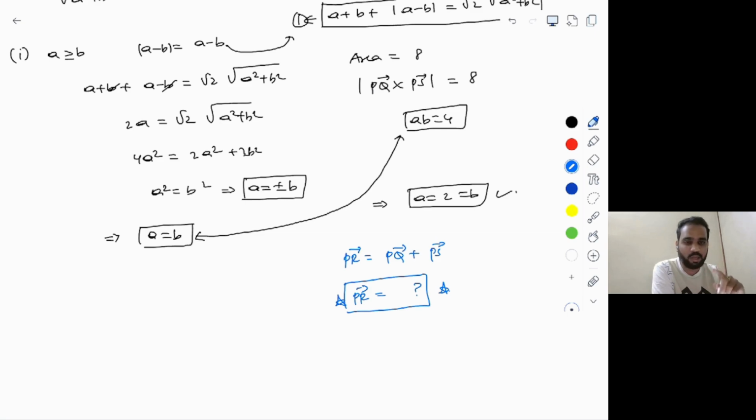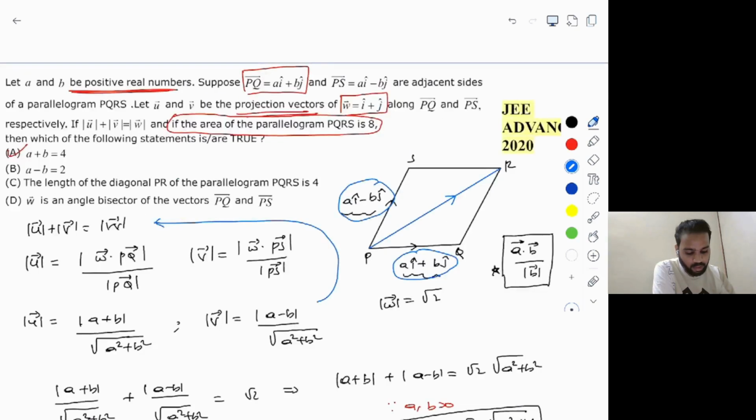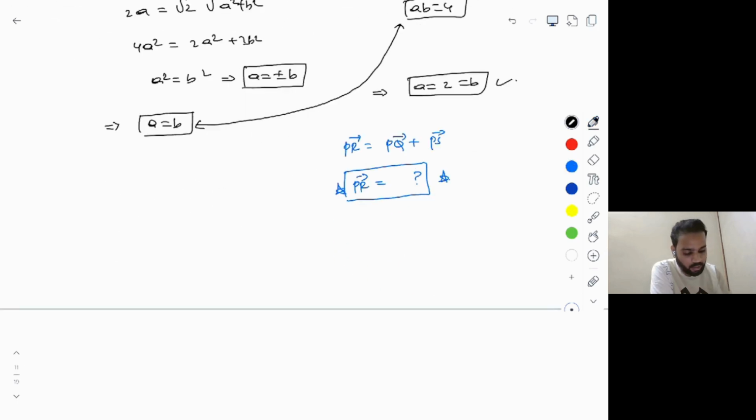The only thing is simple calculation is required from your side. Okay. Now, look at the option D here. W bar is an angle bisector of PQ bar and also PS bar. Okay. Now here we can do this question in different ways. One thing is you can verify by using the concept of angle bisector.